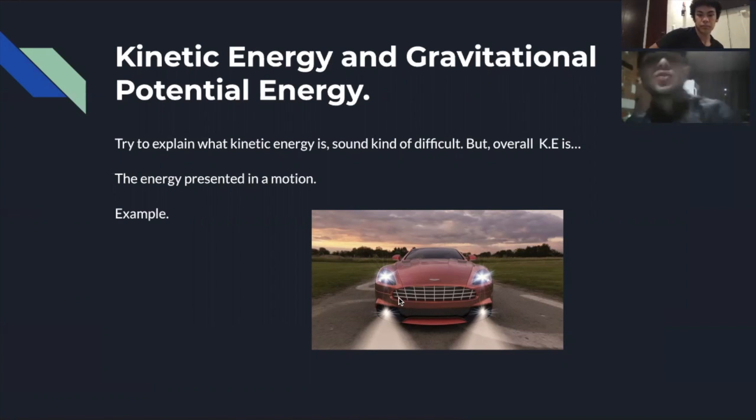Then we're going to talk about kinetic energy and gravitational potential energy. Let's try to explain kinetic energy. It's kind of difficult because these are abstract concepts. Kinetic energy is basically the energy of movement that we can see in a car. If a car is moving, there we have kinetic energy. That is when you have movement.